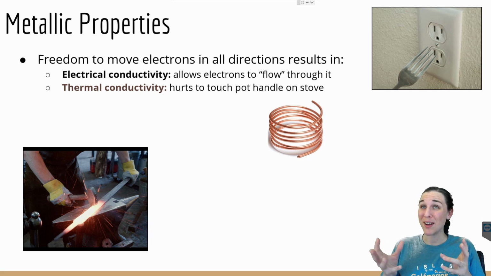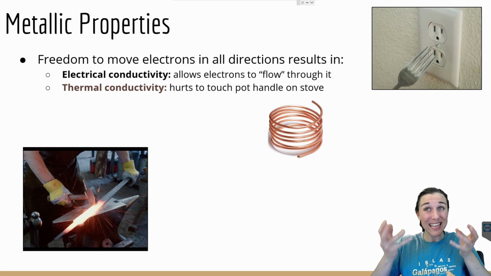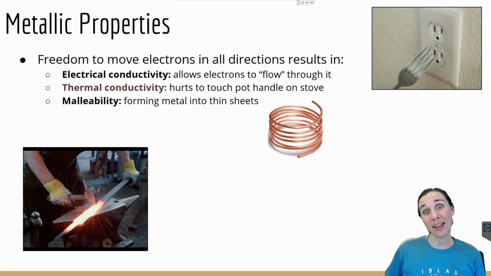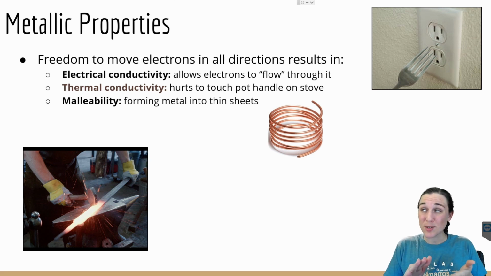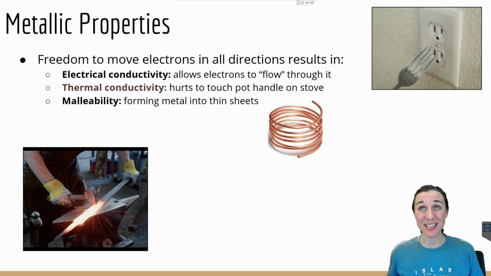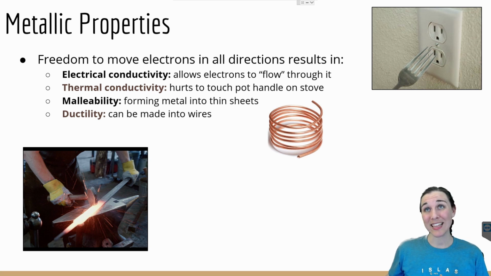Thanks to the fact that metals have these free moving electrons, they can also move that heat really well. There's also malleability, the ability to form metal into thin sheets. So we can gold plate things with thin sheets. We can turn metal into coins for currency. That property is called malleability. And also ductility. This is the ability for metals to be formed into wires. And we use those wires for computers, for internet, for everything that we use nowadays.